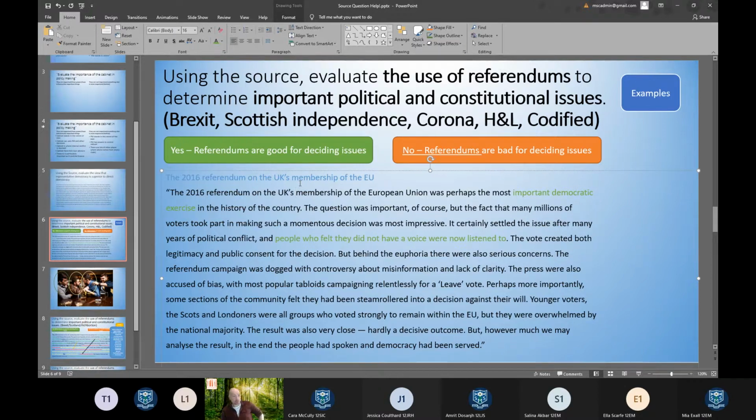And if someone came up to me and said, well, I think it's an important democratic exercise, I could be like, no, it's a terrible democratic exercise. So if you can use it as an argument, it is an argument. Let's carry on.